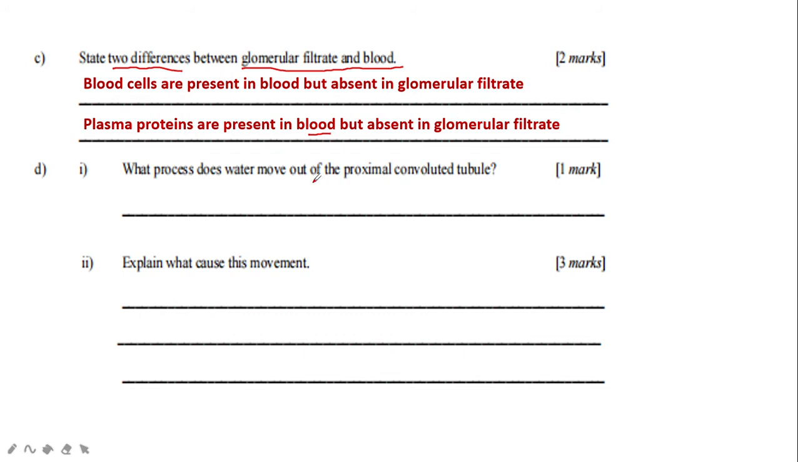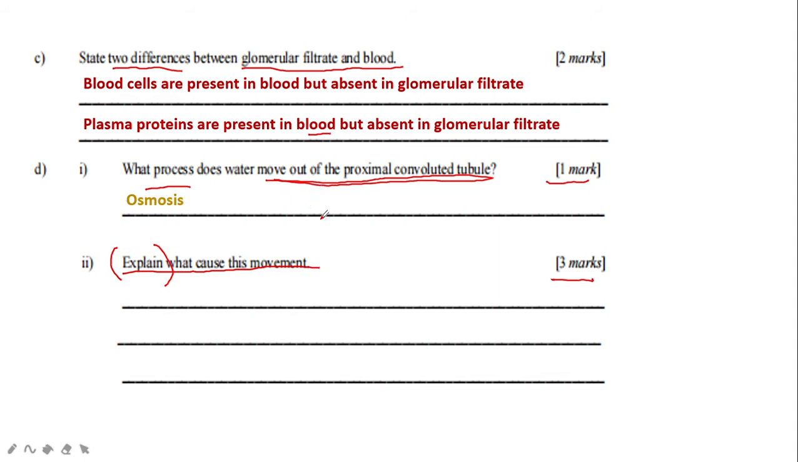Okay, question D, D1. By what process does water move out of the proximal convoluted tubule? 1 mark. So the name of the process in which water moves out is osmosis. D2, explain what caused this movement. You have to explain what causes osmosis to occur, 3 marks. As you learned in chapter 9, in the proximal convoluted tubule, that is where the major decrease in glomerular filtrate happens because of reabsorption.